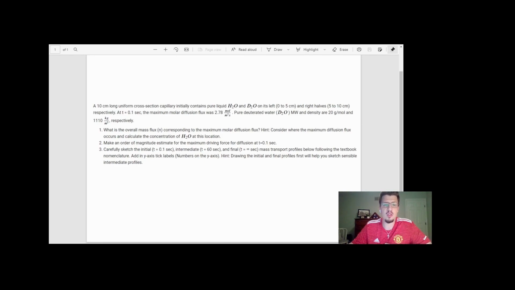Question 1. What is the overall mass flux corresponding to the maximum molar diffusion flux? Question 2. Make an order of magnitude estimate for the maximum driving force for diffusion at 0.1 seconds, and carefully sketch the initial, intermediate, and final mass transport profiles below following the textbook nomenclature.